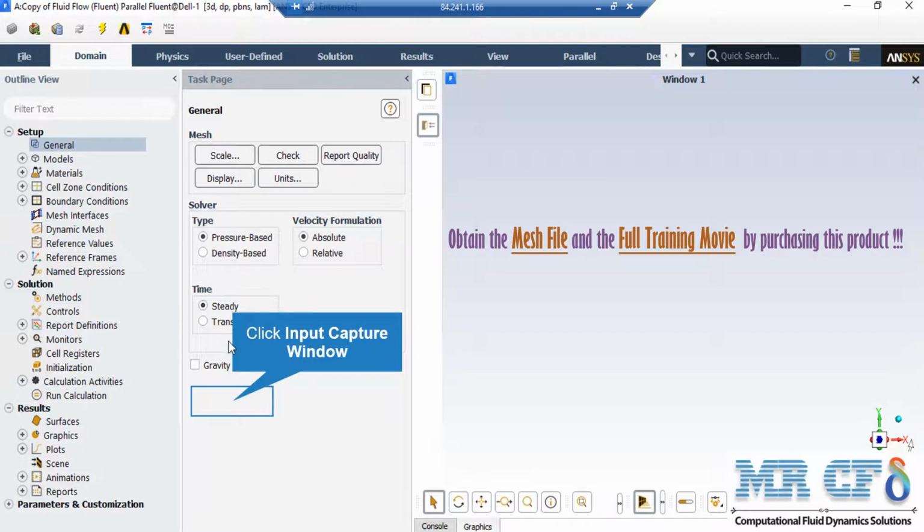Now, there are several assumptions taken into account in this project. The first one is that the type of our solver is set to be pressure-based since we are dealing with incompressible flows. Also, as for the velocity formulation, we have taken the absolute formulation. And as for the time study, we have selected the steady time study since we didn't want our results to be a function of time.